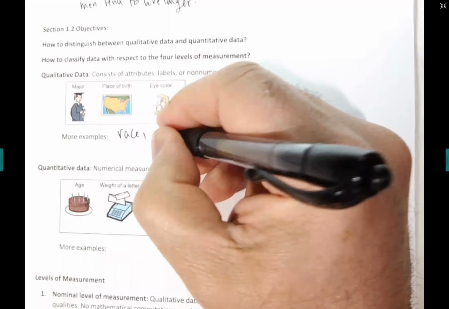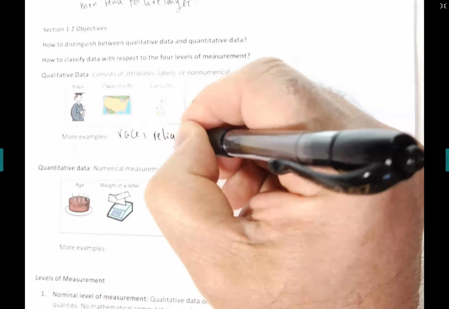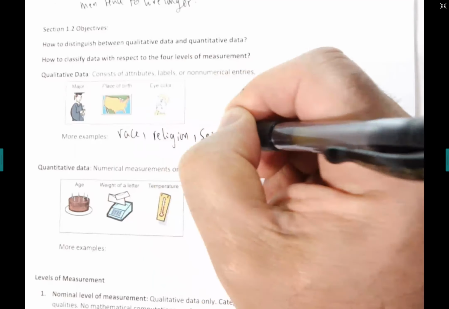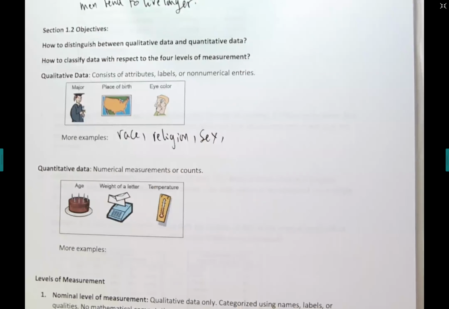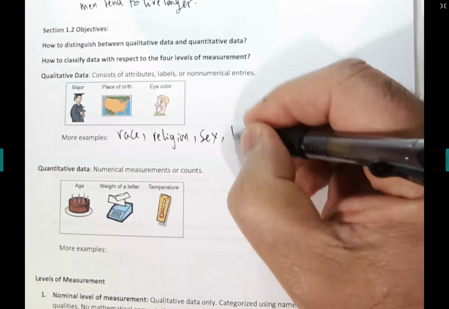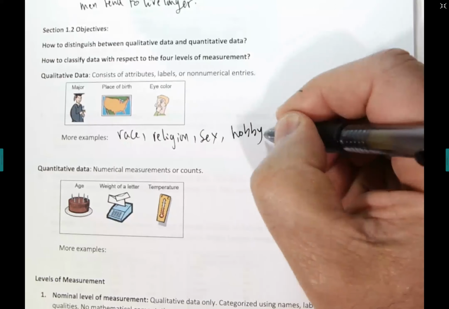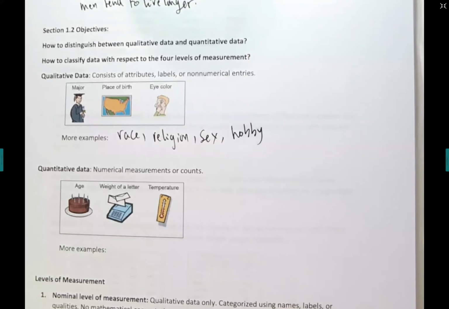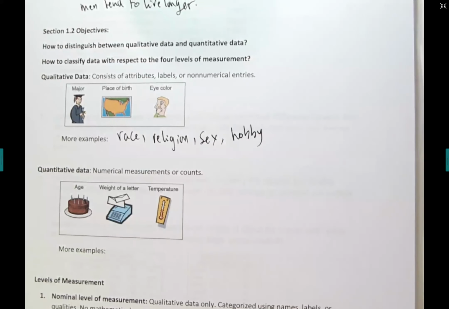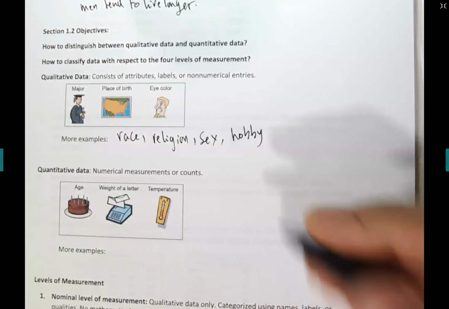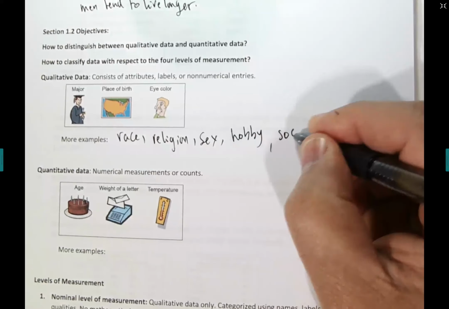Religion, sex, hobby, you name it, guys. What about your social security number? What do you think? Yeah, only one person can have one. Yeah, social security number is a label, guys.